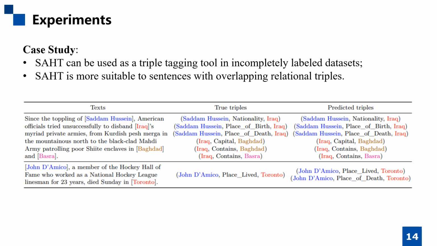In the second case, we find that this model can be used as a triple tagging tool in incompletely labeled datasets. This is a significant advantage of our model in that it is able to extract more possible triples in texts.